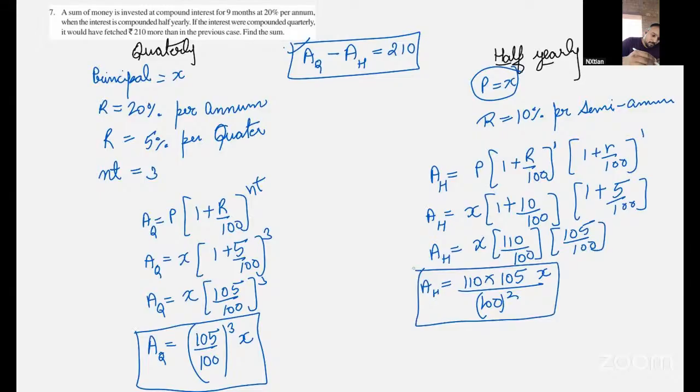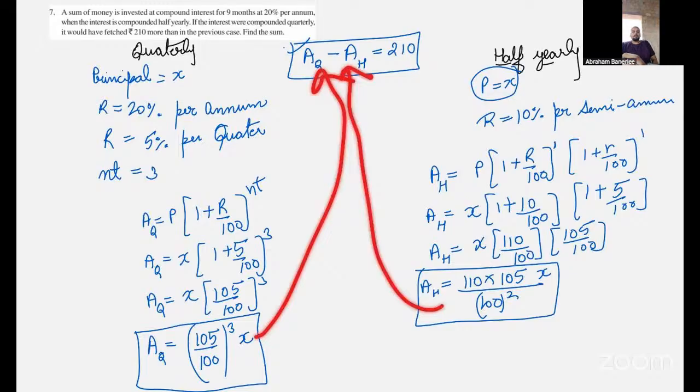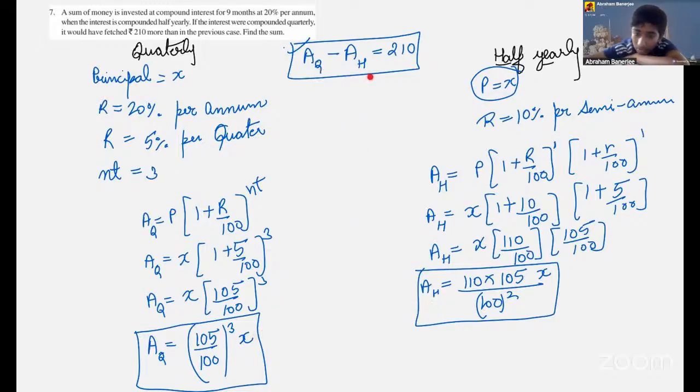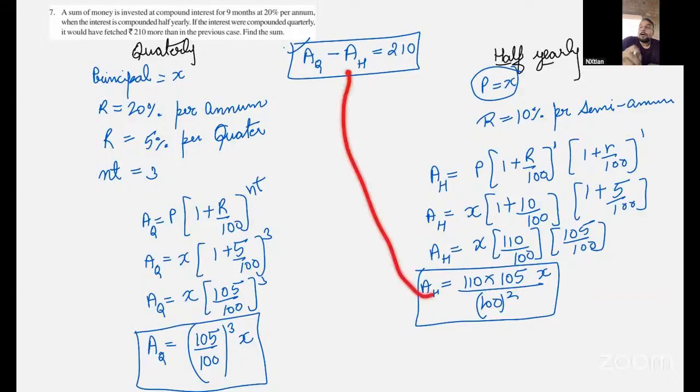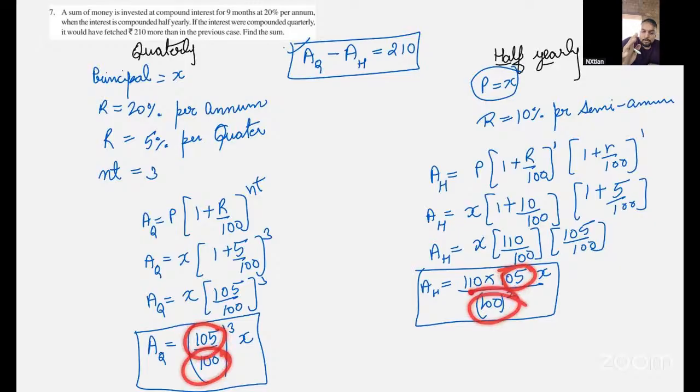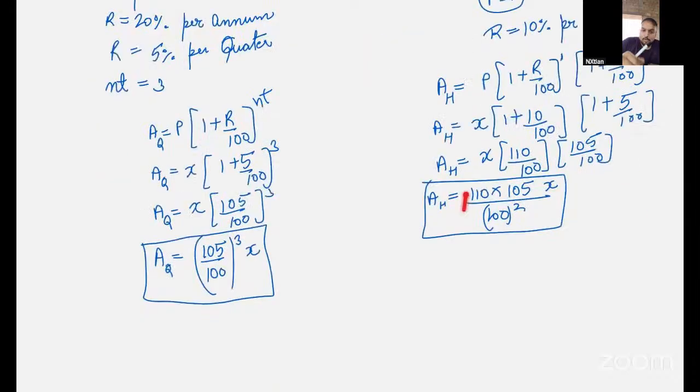Now I will put the value of amount quarterly and amount half yearly into this for more solving. Yes, beta. Please, beta. So why can we not simplify 105 upon 100 to 21 upon 20? Because, see, when I put the value, I can take common, as I can see this is also 105, this is also 105, this is also 100, this is also 100. Whenever you are solving questions, try to take out as many commons as possible so that you can solve it easily. So instead of making it complex, yes, you can simplify it.